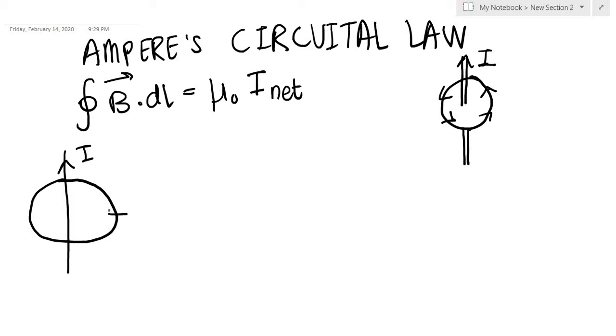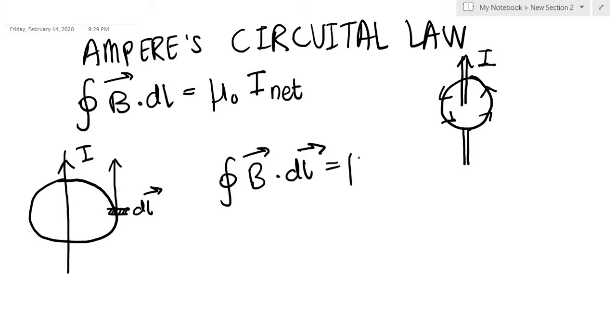Now let me define a differential length element dl, because we need to integrate using that. Again, tangential direction, and so basically now we have to integrate over this loop. We have to perform a closed integration. So B vector dot dl vector is equal to mu naught I.